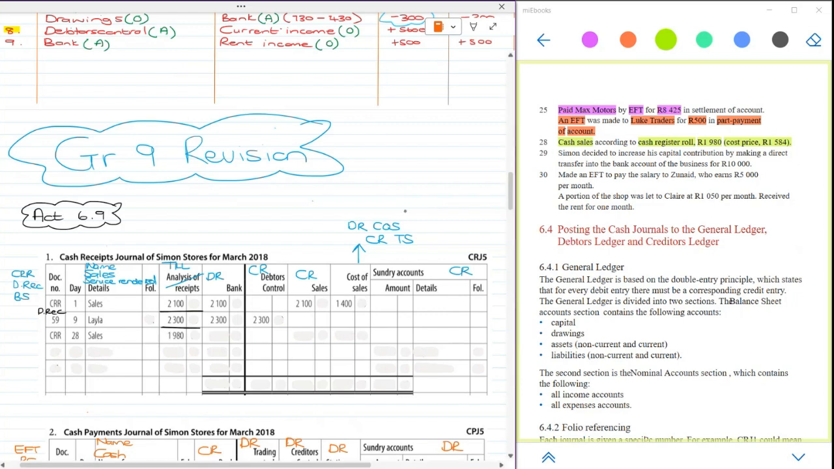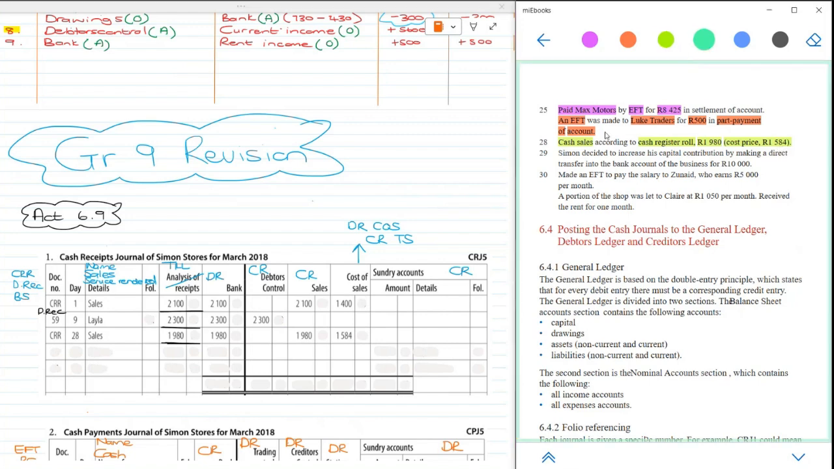No other transactions happened on that date, so I will close my till, and in my bank column, 1,980. This is for sales, so in the sales column, 1,980, and then the cost price was 1,584.